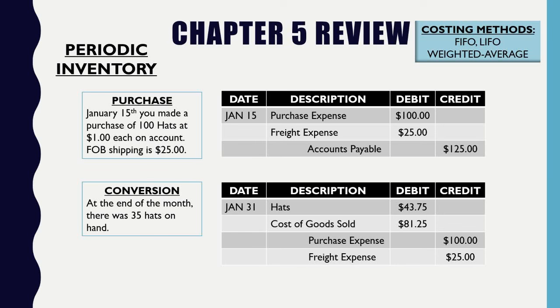So let's review what we just learned today in this costing method. Well, chapter 5, we learned about how when we journalize our purchases, we must use purchase expense, freight expense, and however we paid for it. Now, the one extra concept that we learned here is we must complete a conversion entry at the end of the accounting period. So in this case, it's going to consist of your ending inventory, your cost of goods sold, your purchase expense, and your freight expense. Okay?